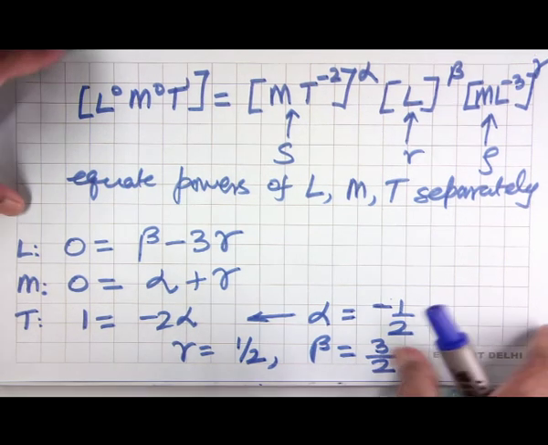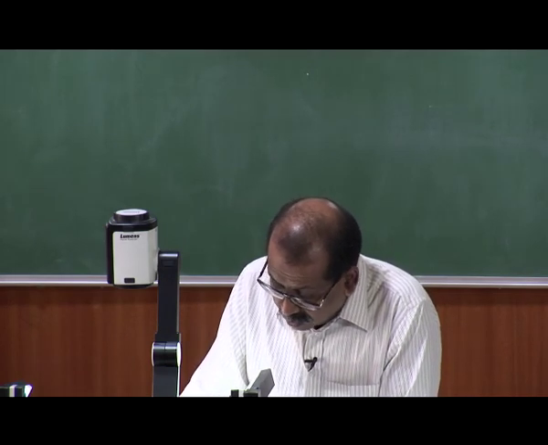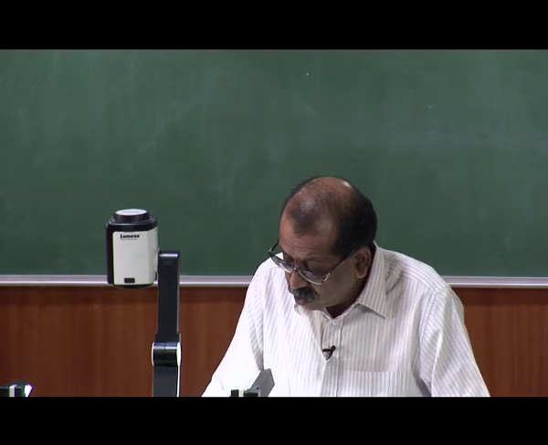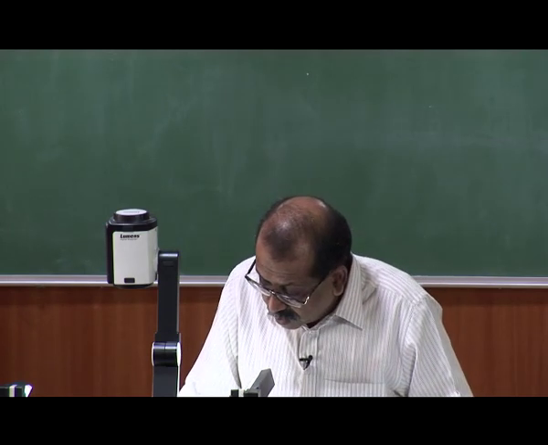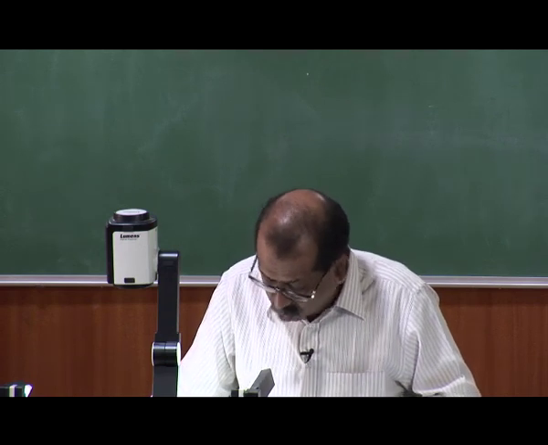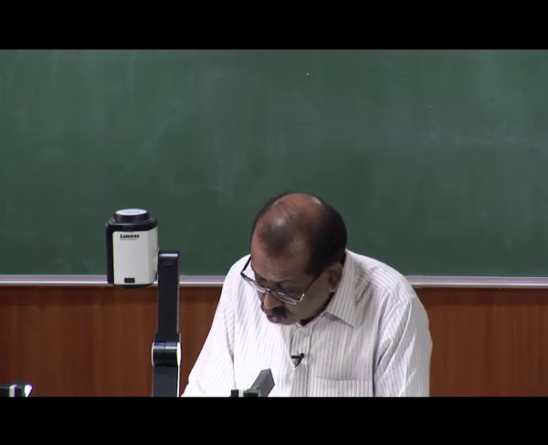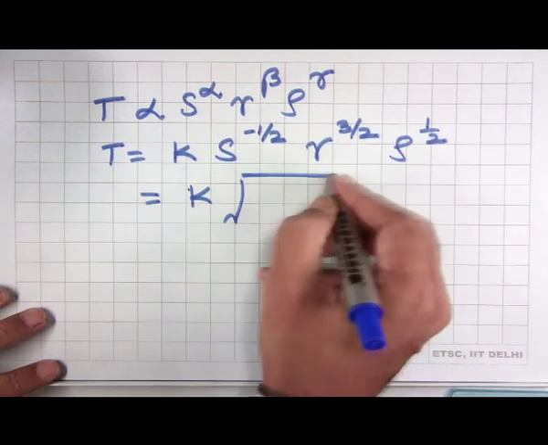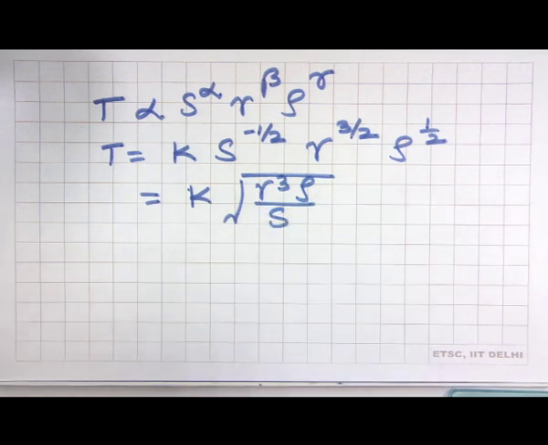So now we go back to the original equation. Our original equation was T is proportional to S to the power alpha, R to the power beta, rho to the power gamma. So this now we can write T is equal to K times S to the power minus half, R to the power 3 by 2, rho to the power half. And if I write it in terms of the usual expressions, I will get it as K times square root of R cube rho upon S. So I can derive a formula like this using dimensional analysis.